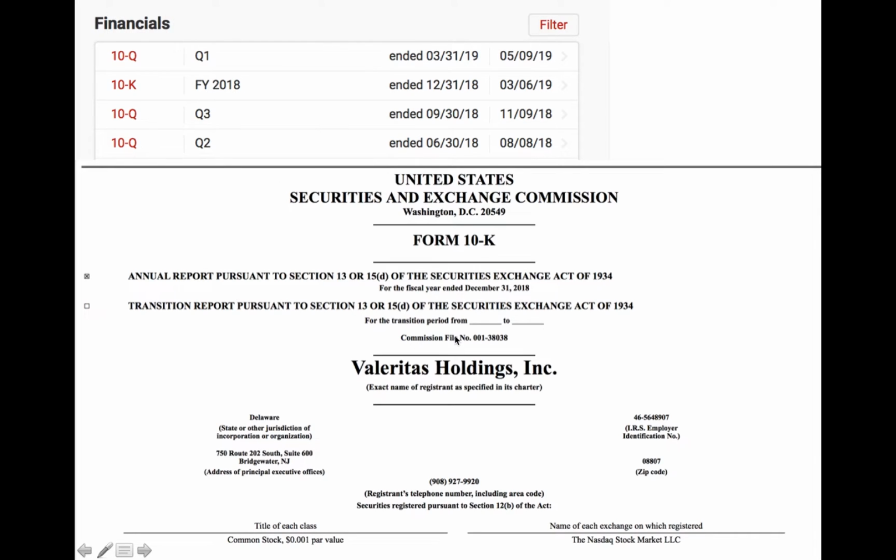This is what it looks like. Alright, the first thing that you're going to see is the name of the company, where the company is at and where they register the company, and also right away the outstanding shares that you're going to find right here, and they're going to be right under it.